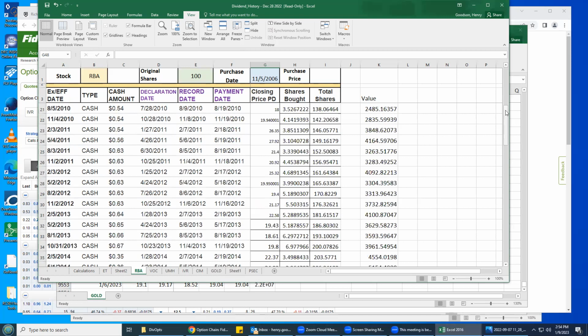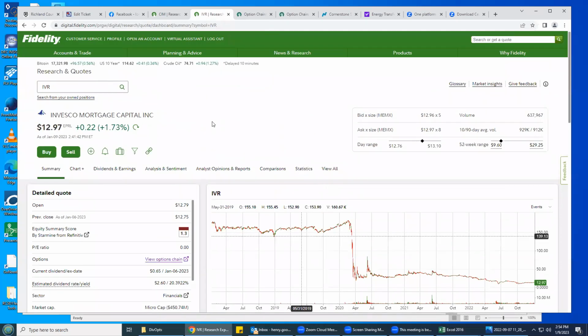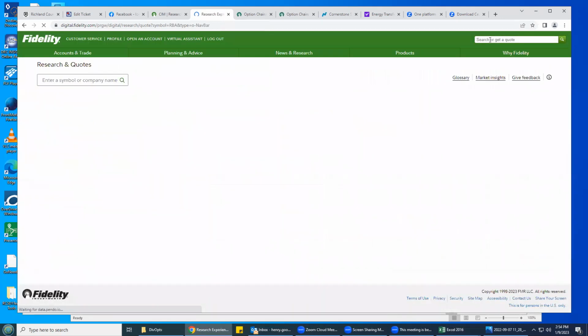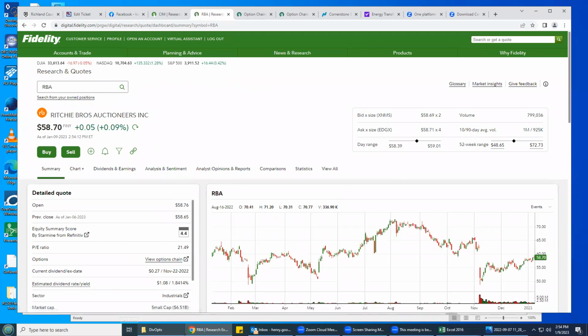I wish I had his sheet. RBA. I had it written down at home, and of course I walked out without it. What RBA? Well, you know what? It was in the email. Hold on. Let's see if I can search for his name. Might get to learn how to use the phone.